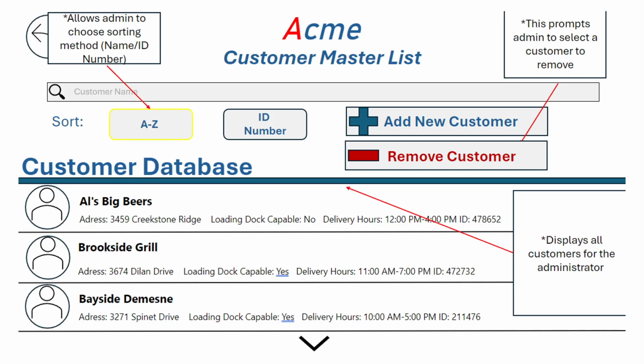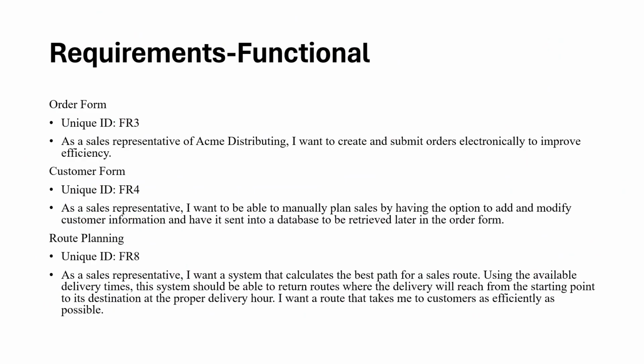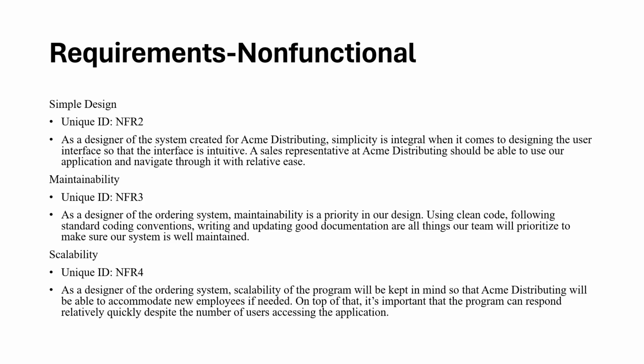In our requirements documents, we focused on outlining all project requirements in more detail, including both functional and non-functional requirements. Functional requirements include key project requirements, such as the order form, customer form, route planning, and field validation. These entries were written in the user story style to ensure that we always kept your needs as the top priority. We also focused on modeling non-functional requirements to ensure that our application is of the quality that you at Acme deserve. These include simple design, scalability, and maintainability.